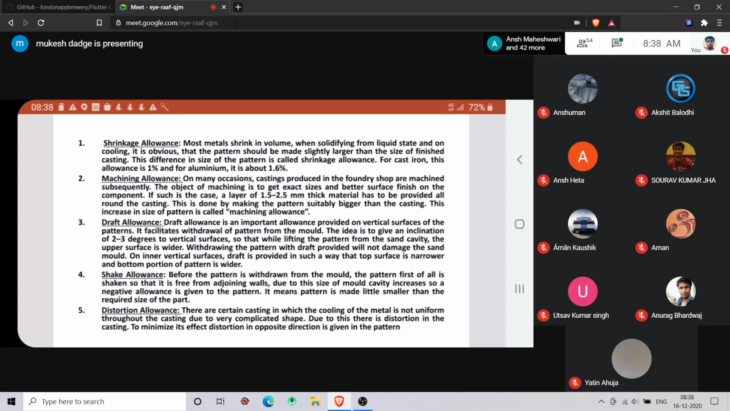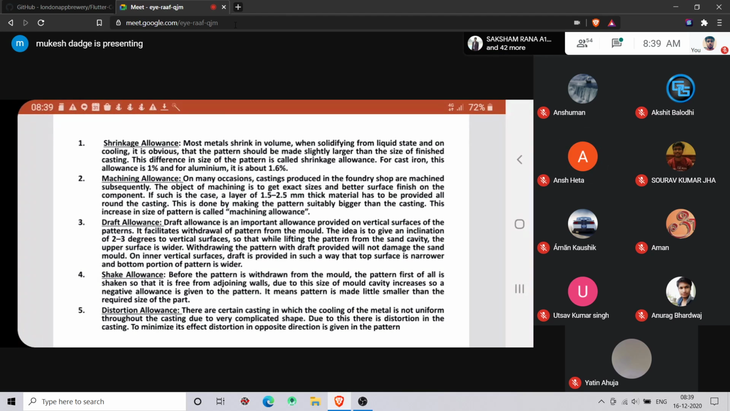It is explained generally as 1%. It depends on the material, right? So in the wood case it is higher, and in the aluminum case it is lower. It depends again on the metal. So is it clear, shrinkage allowance? Am I audible? Yes, sir.